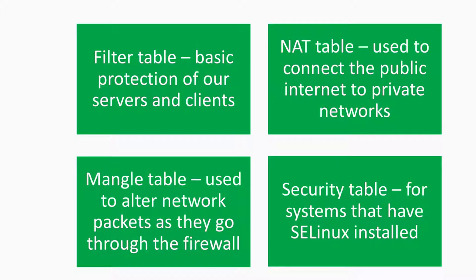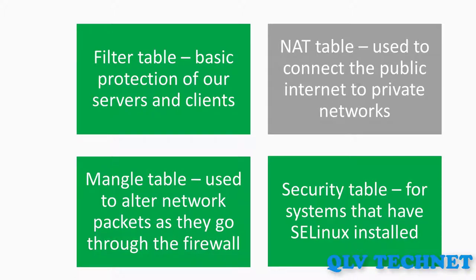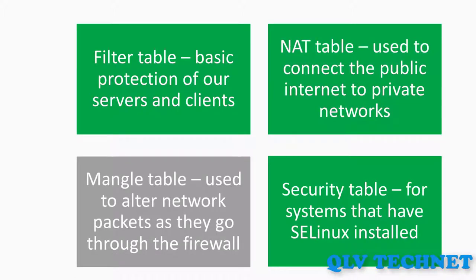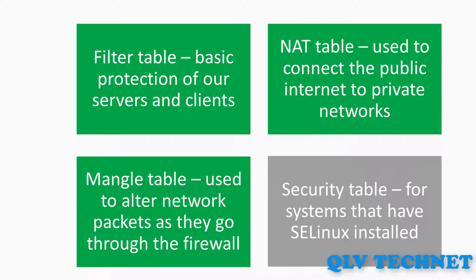IP tables consists of four tables of rules, each with its own distinct purpose. Filter table is for basic protection of our servers and clients. This is the only table that we would normally use. NAT table, Network Address Translation, or NAT, is used to connect the public internet to private networks. Mangle table. This is used to alter network packets as they go through the firewall. Security table. The security table is only used for systems that have SELinux installed.